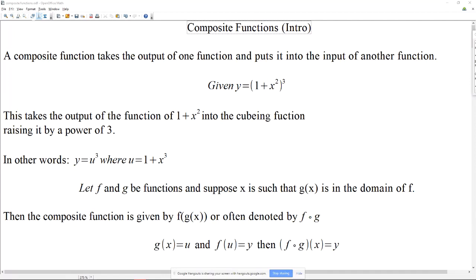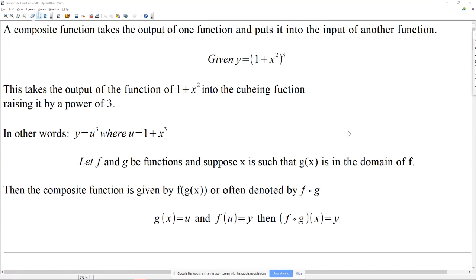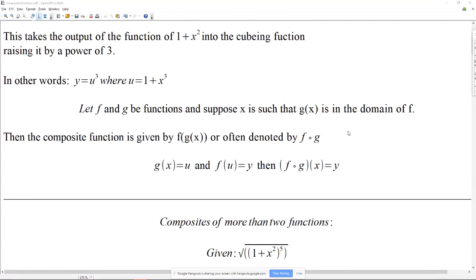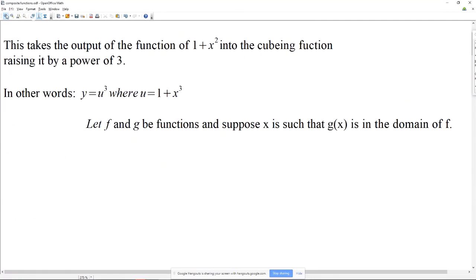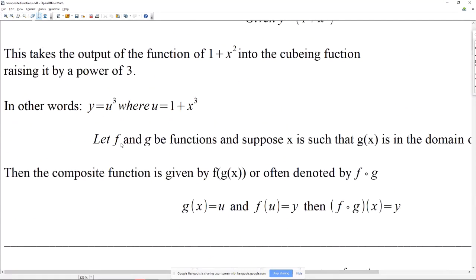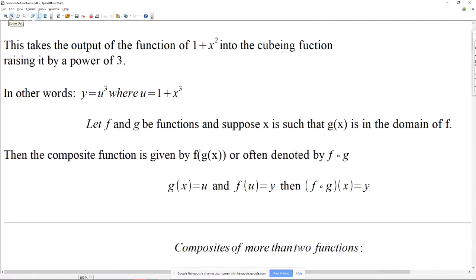So, the way you note this: the composite function is given by f of g of x, or denoted by f circle g. Can you guys see that little circle, or is it too small? We can see it. I just want to make sure. Okay, there we go. That little circle sign means a composite. It doesn't mean times, and it doesn't mean things like in geometry. It just means that it's going to be a composite function.